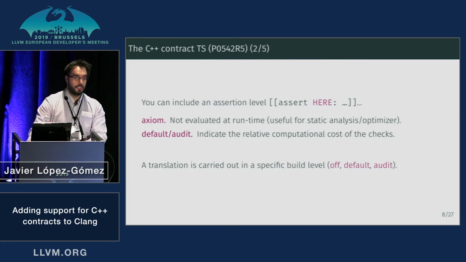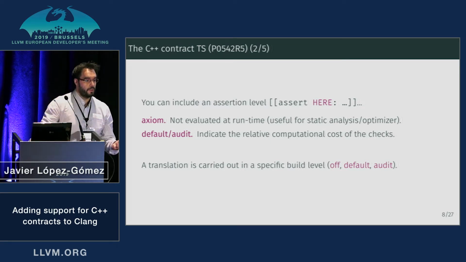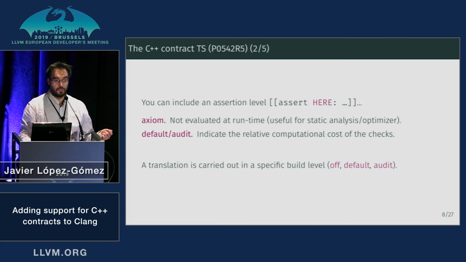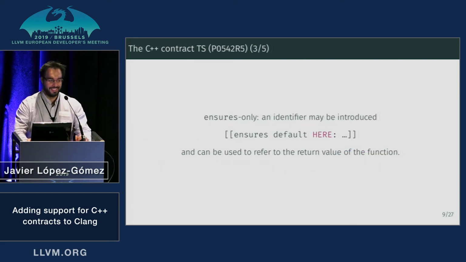Also, a translation is carried out with a given build level. We currently have three levels, which are off, default, and audit. Off turns off all checks. Default takes into account only default checks, and audit takes into account both default and audit checks. Don't worry about that. We are going to see an example later.